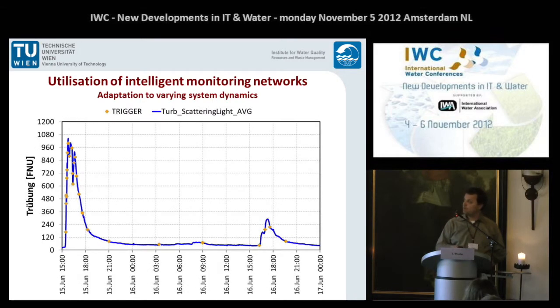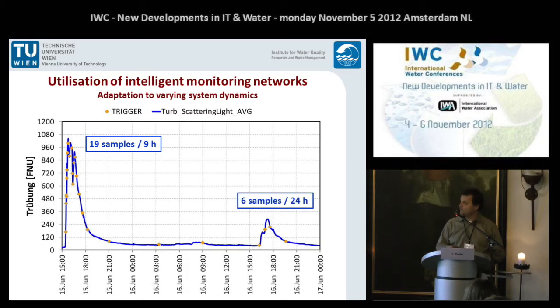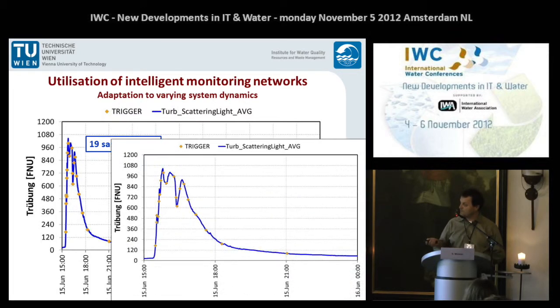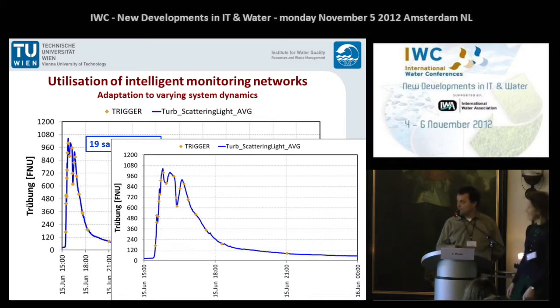This is an example for this trigger mode and how you can adapt to the system dynamics. We have two rain events in a row, and the system took 19 samples within the first 9 hours, and then only 6 samples within the next 24 hours. And if you zoom in, you can see that even this quite fast event was triggered quite coarsely.